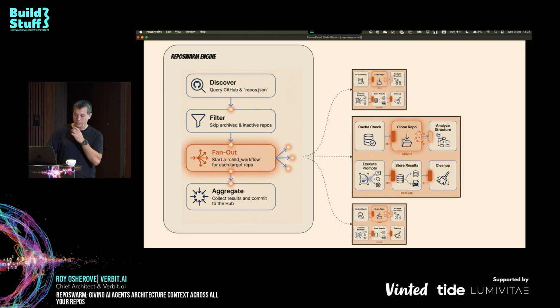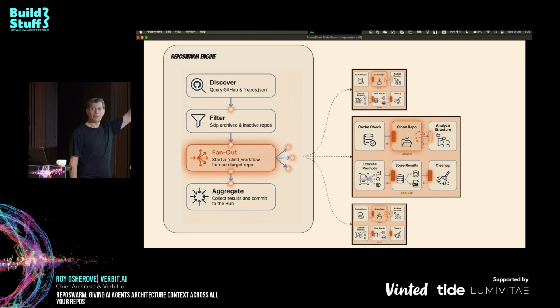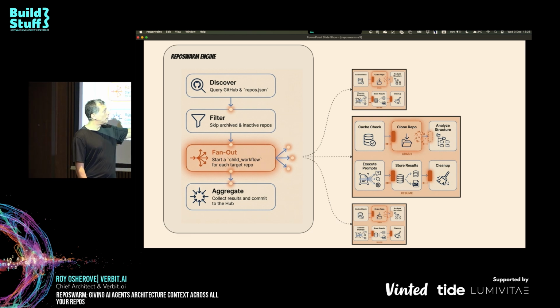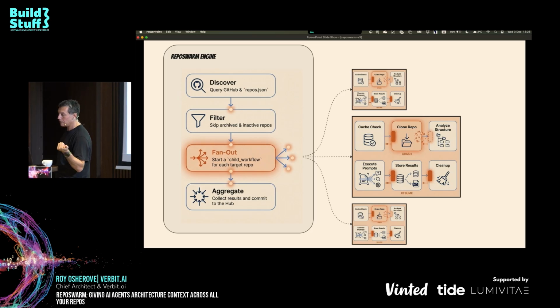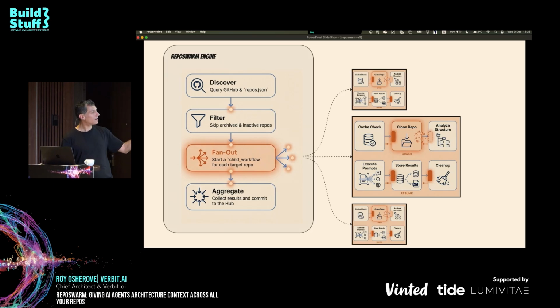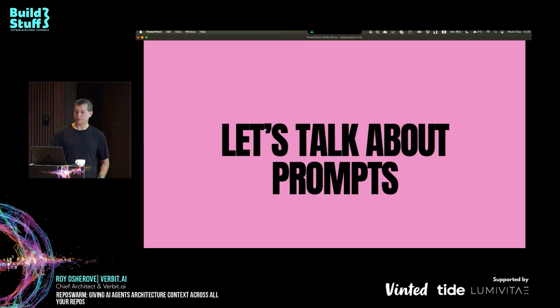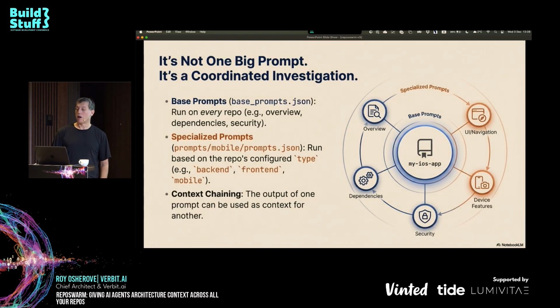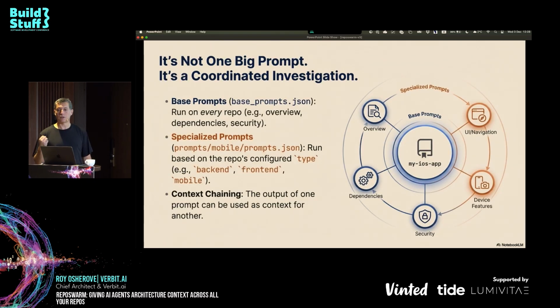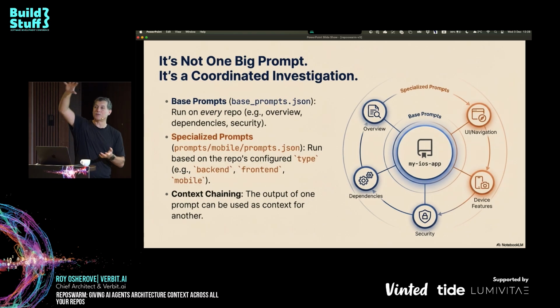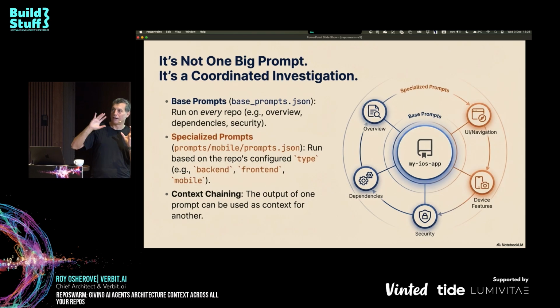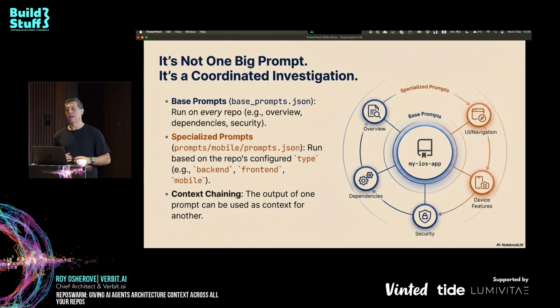So the fan-out happens for all the repositories. It will check if there's actually commits, it will clone the repo, it will analyze the structure, execute the prompts, store the results, and do cleanup. The prompts are basically the core of this product. So there's the prompts, and then there's the product that runs the prompts across different repositories. So it's not that complicated, and the prompts are the thing that makes or breaks the entire thing.